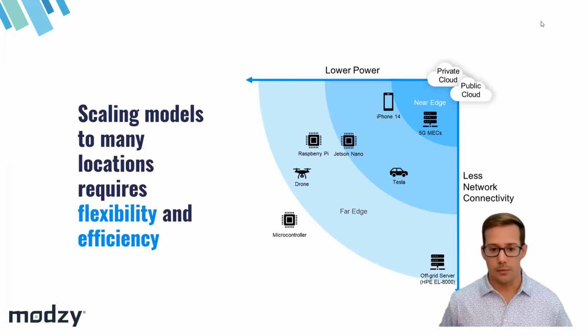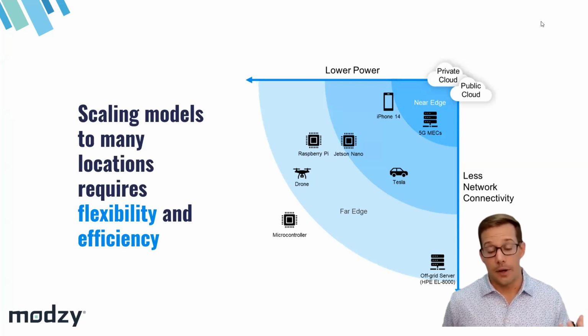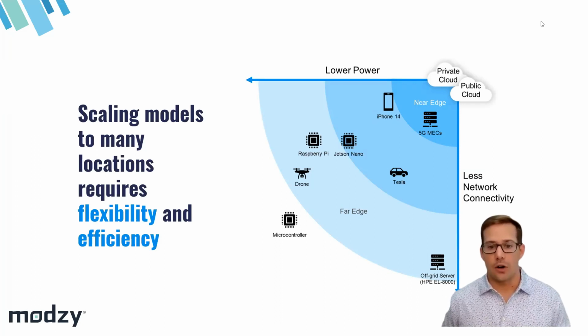On the other end of the spectrum, you may have an industrial facility with a bunch of single board computers, small form devices that have microcontrollers embedded into them with very inconsistent network connectivity and obviously very low power. So you have to build a pipeline, and this is what we'll eventually get to, that is flexible and efficient across device type.